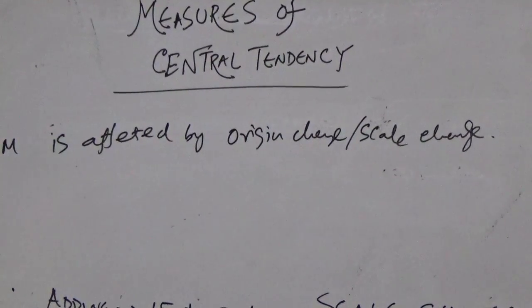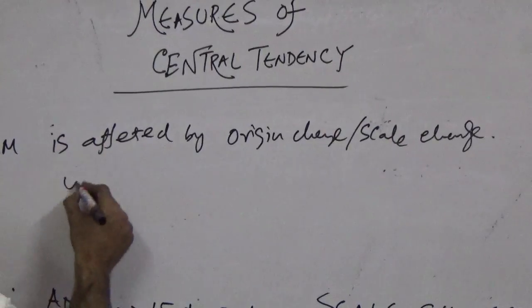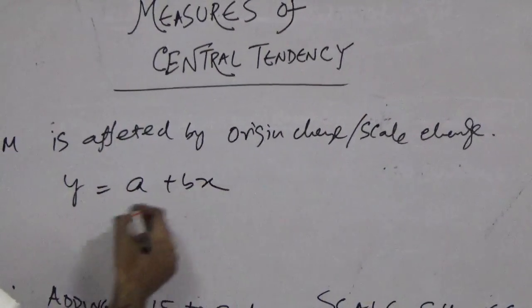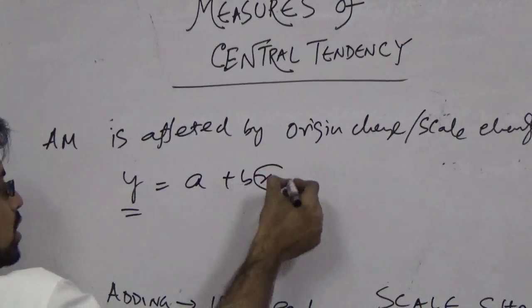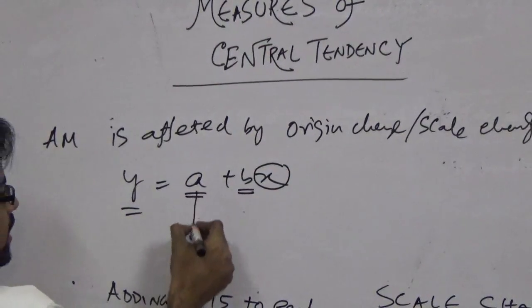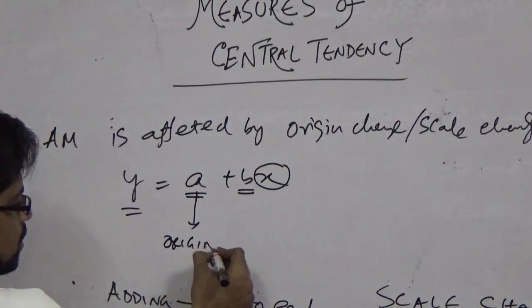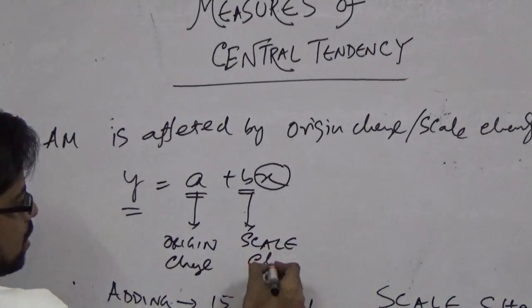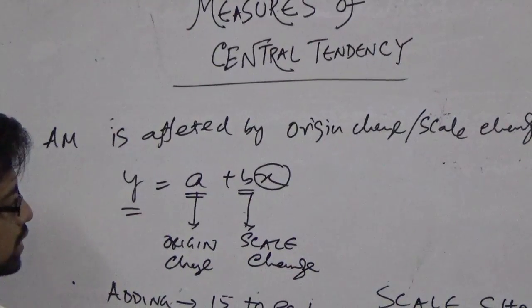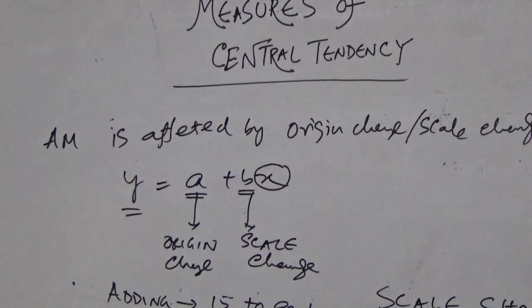For example, if the values are y equal to a plus bx, here the value of y is changed. If x is the original values and b is multiplied, then a is added. Then a is called the origin change and b is called the scale change. This is very much needed in order to understand this kind of structure.